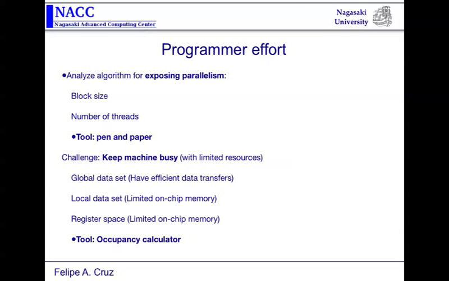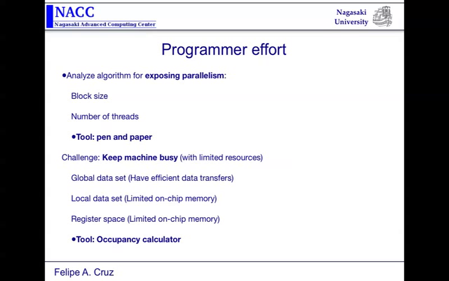And then the programmer effort is mainly to analyze the algorithm and expose as much parallelism as you can, because here we're talking about thousands of threads that need to be running concurrently. Then some parameters that you can choose with CUDA are the block size and the number of threads, which are closely related, and I will explain them a bit later. Here the big challenge is to keep the machine busy. Again, we have thousands of threads running at the same time, and you want all of them using the GPU resources as much as possible. So that's your goal, keeping the thing busy.